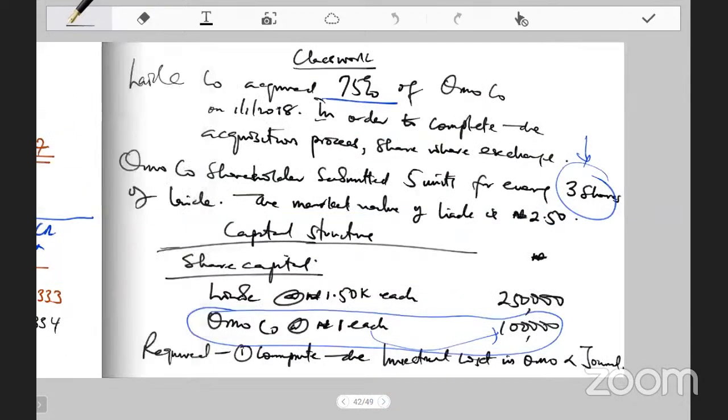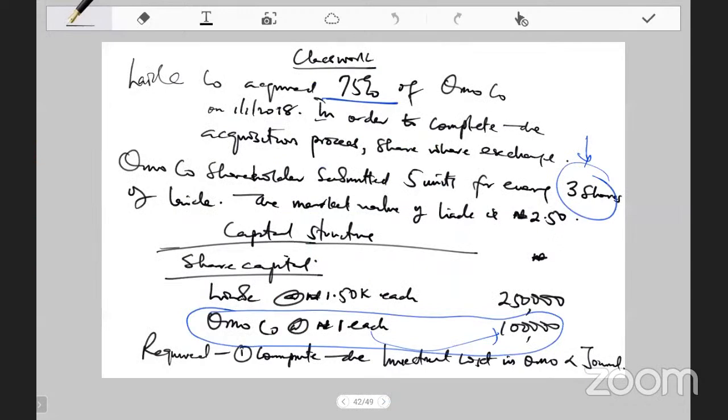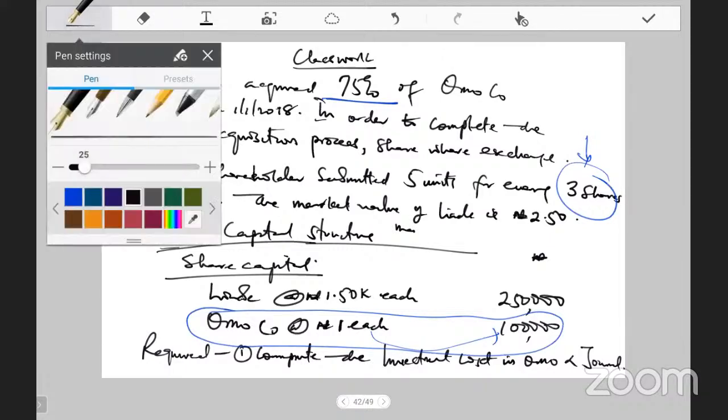But let's go to the other one we did that was very interesting. Lide had 75% of shares of who? Of Omo. How many is the remaining shares that will belong to the NCI? 25%.